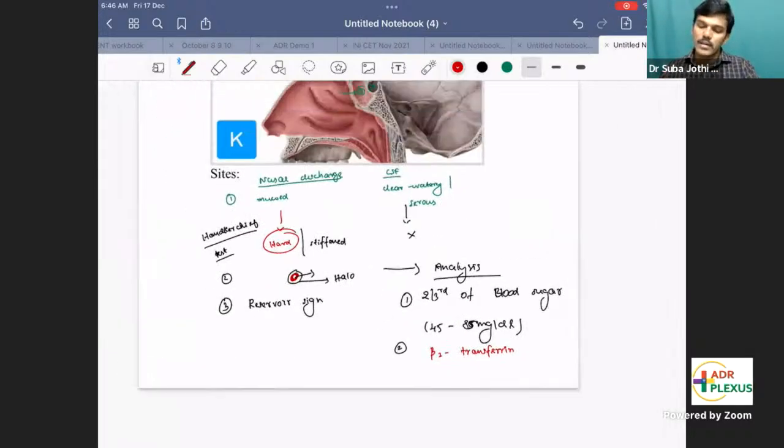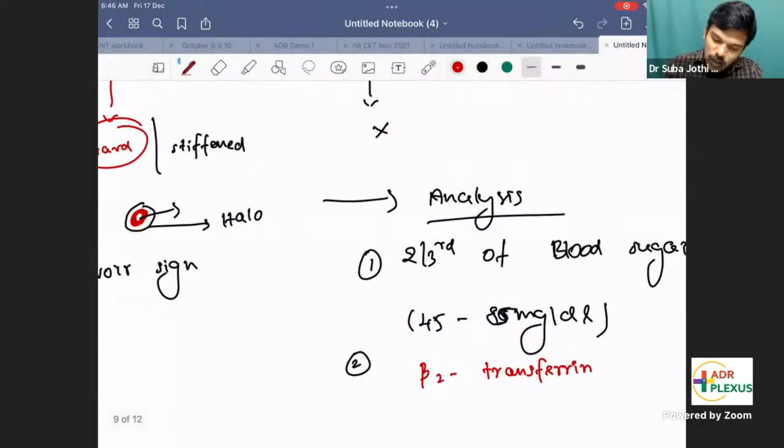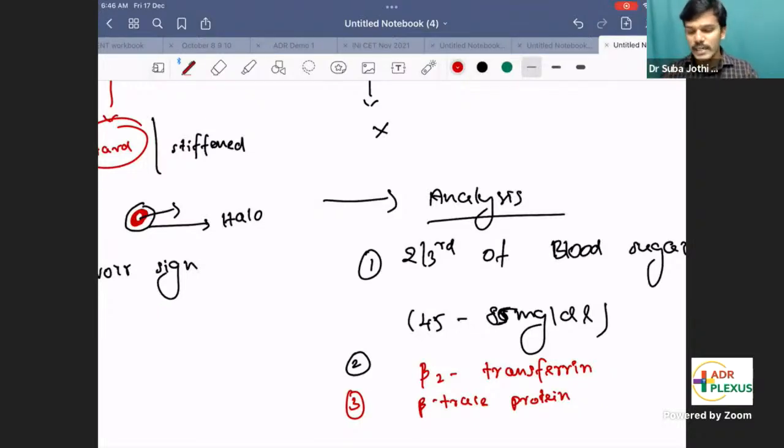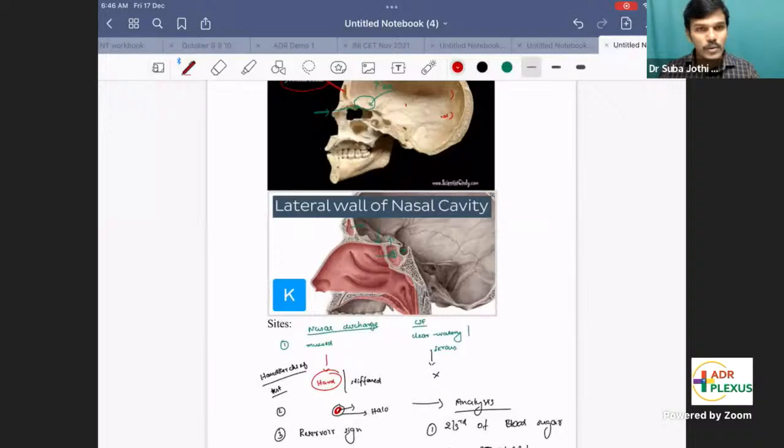Few surgeons nowadays also use beta trace protein. This is also used, but it is quite costly in our setting. But the advantage is that it is more sensitive than the beta 2 transferrin test. So the sensitivity of beta trace protein is higher than the beta 2 transferrin test. Clear?